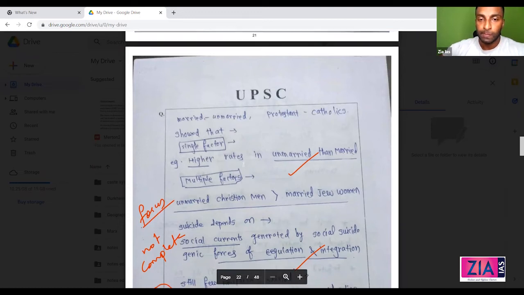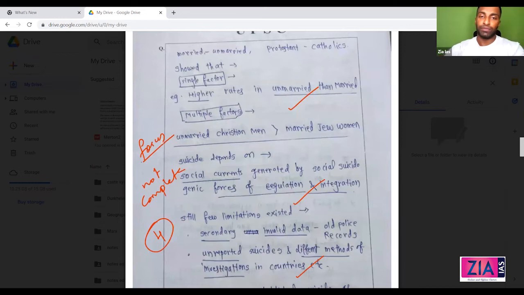Yes, sir. So you mentioned multivariable, single variables and everything, but where is the ultimate reason? The ultimate reason is not here, right? What is that? Forces of integration and forces of regulation. And the 4 types of suicide, even if you have not mentioned them, it's okay. But talk about the forces, then the social currents, then the social variables, and how the rates are changing, and everything needs to be mentioned here.